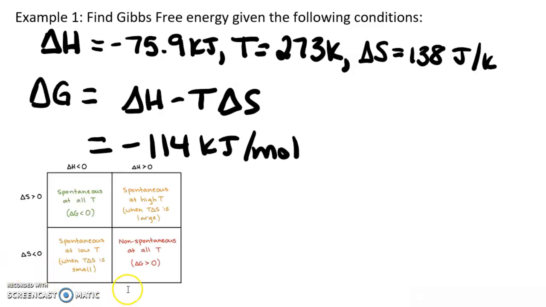Using yet another spontaneity chart, this helps us decide what type of reaction it's going to be. If delta G is negative, then it's going to be spontaneous at any temperature. And so, because this is a negative value, we can say that this is always a spontaneous reaction, even though I know there's no reaction shown.